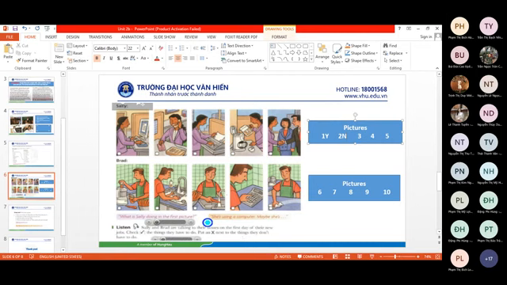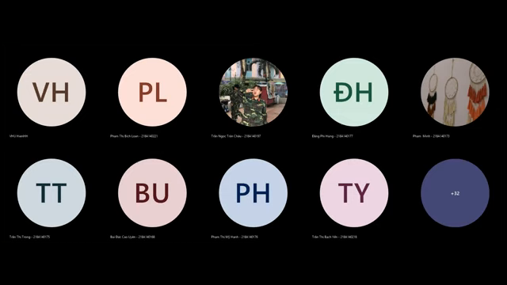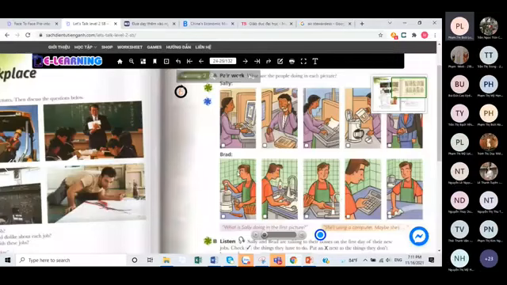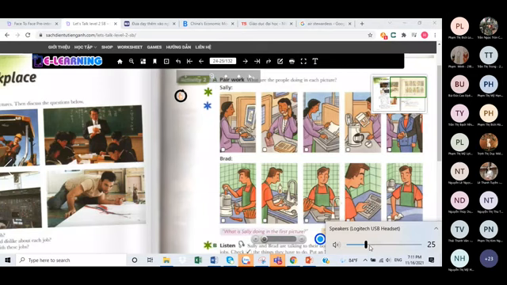Now, I want you to listen. I need to change to another screen. Otherwise, you cannot. Let's see. Okay, here. Teacher, where is your screen? Yes, do you see my screen now? Yes or no? Yes, good. And Page 23. Do you hear the sound? Yes or no? Yeah, okay, good. I need to check to make sure that you can hear the sound.